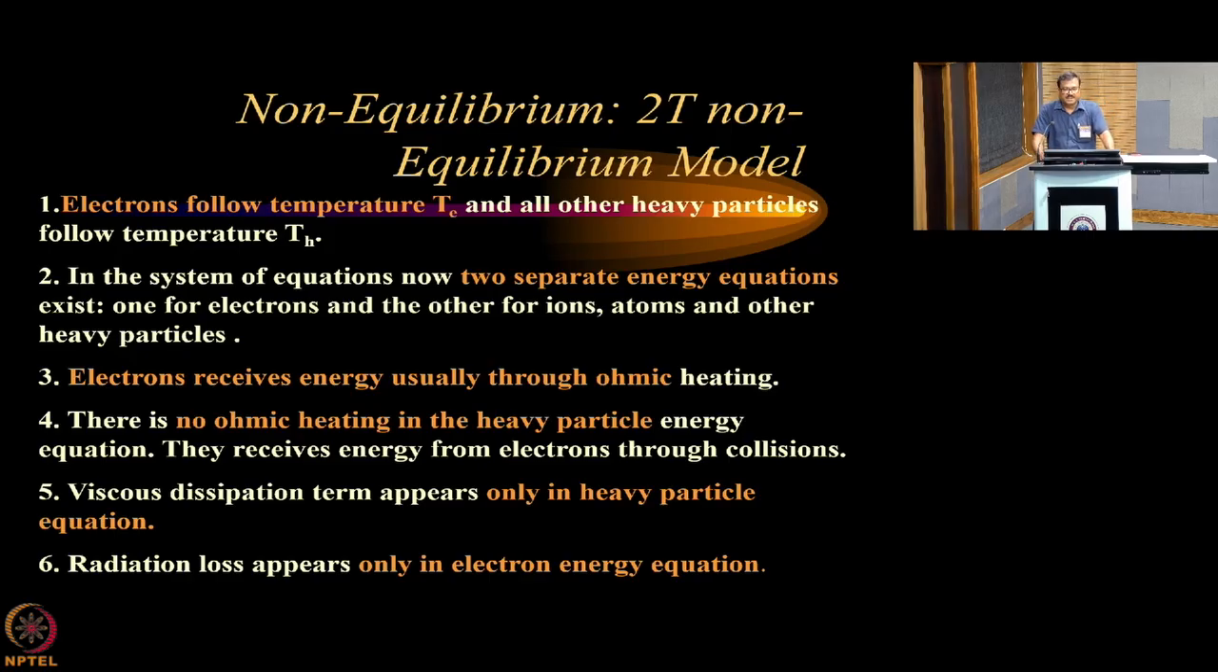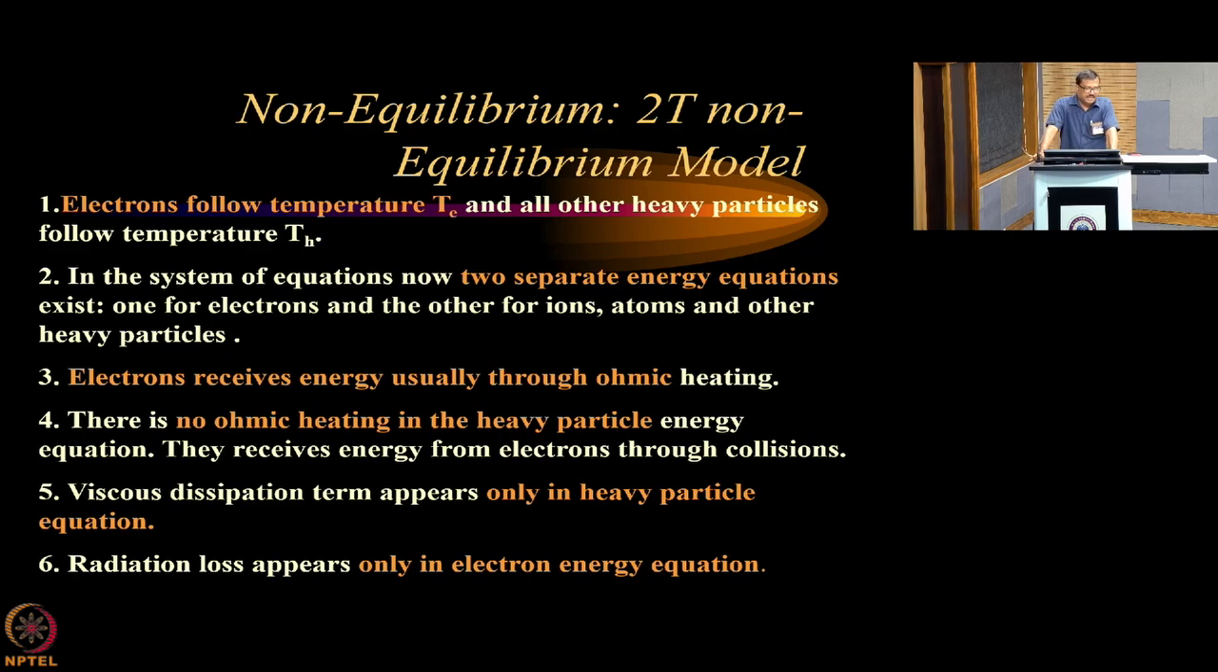There are two interpenetrating fluids. One is electron fluid, another is ion or heavy species fluid, which are interacting with each other and trying to equilibrate. So the electron species is represented by temperature TE, and all other heavy particles are represented by the temperature TH. Now in the system, two separate energy equations exist. One for electrons and the other for ions, atoms and the heavy particles. All of the heavy particles together are represented by one equation, and electrons are represented by another equation.